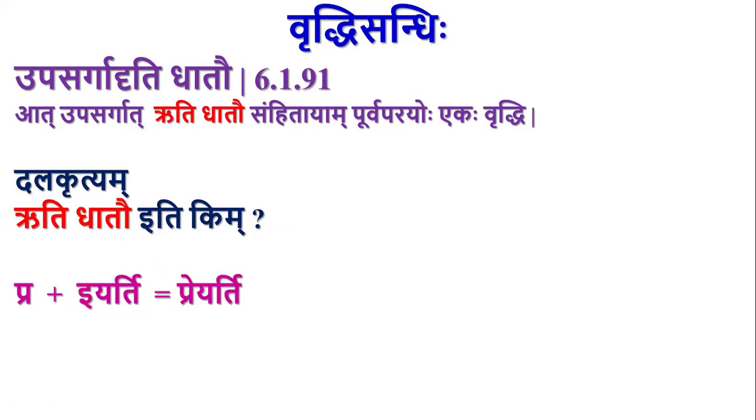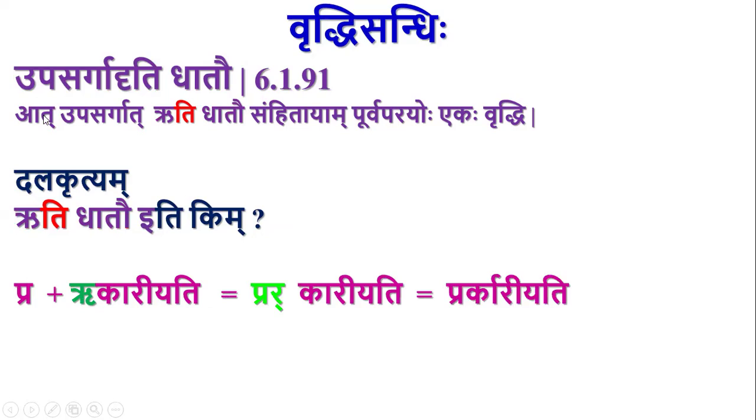Then ruti, the tapara karana here. For example, if a dhatu starts with dirgha rukara instead of rasva rukara, then this sutra is not applicable. So it becomes by adgunaha prarkaryati. Pra plus rukaryati is equal to prarkaryati. This sutra is applicable only for rasva rukaradi dhatu forms. This is about upasargat ruti dhatau.